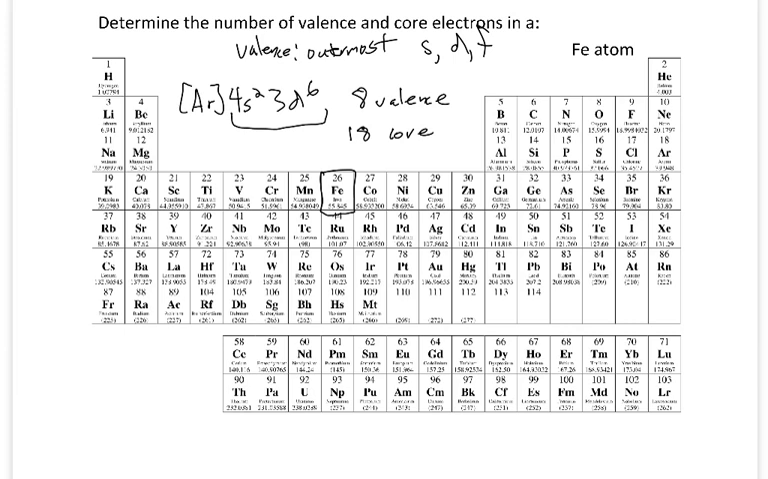I just count what column it's in. And so in this case, I count any S, D, and F columns. Right? So iron is 1, 2, 3, 4, 5, 6, 7, 8. It's in the 8th column, so 8 valence electrons. And I've got one more example on the next slide.